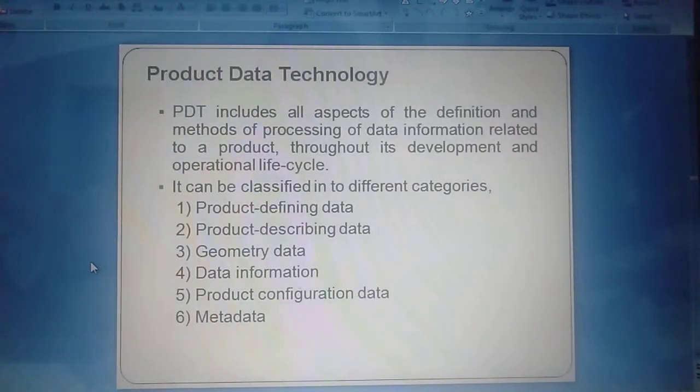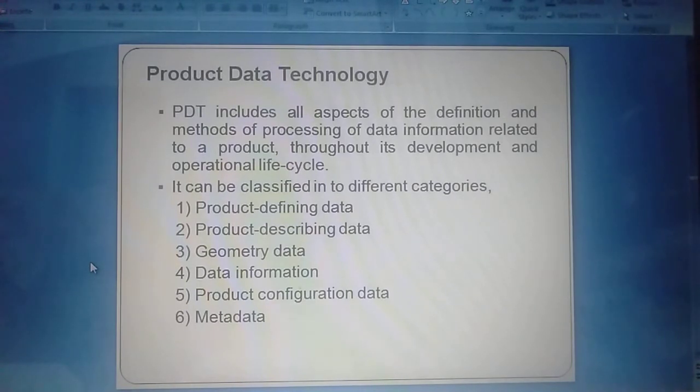Next is product data technology. Product data technology includes all aspects of definition and methods of processing of data and information related to a product throughout its development and operational life cycle. The management of all data in this data flow, processes and documents during the development or modification of products across the product life cycle provides the basis for an efficient virtual product generation.